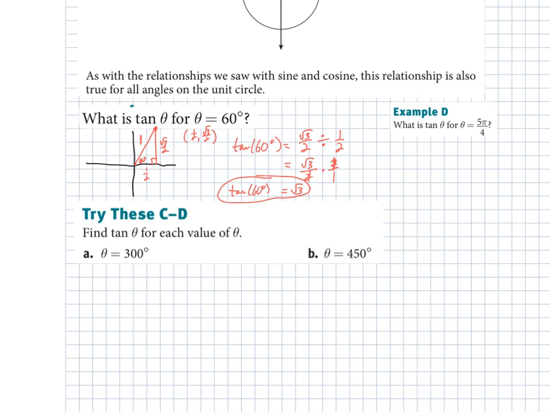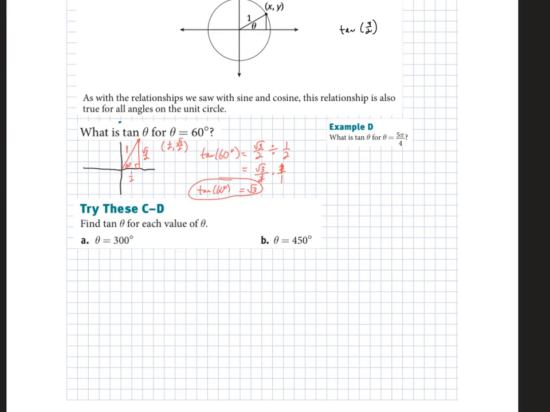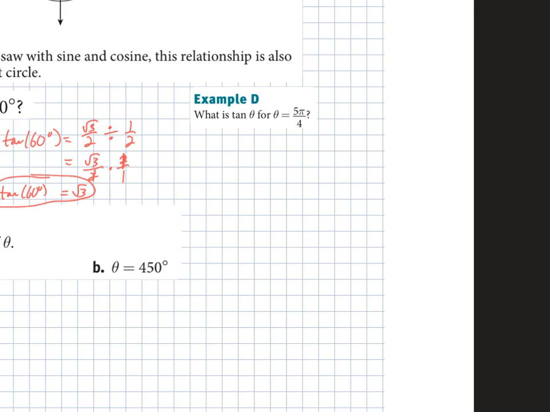Okay? So root 3 is going to be a common number that pops up because we saw root 3 over 2, 1/2, root 2 over 2. These are the numbers we're generally dealing with, and so we'll keep seeing them pop up more and more and more. So let's take a look at another one.